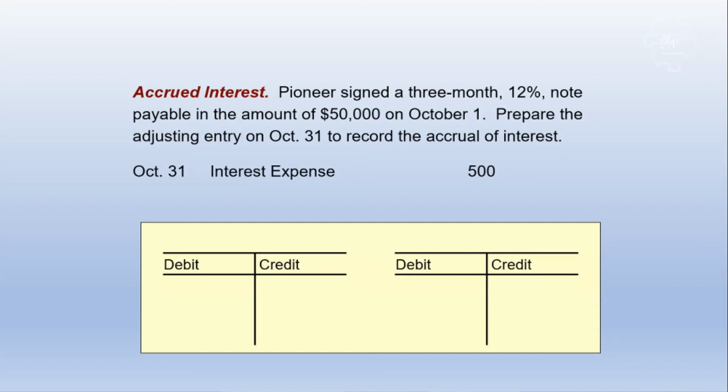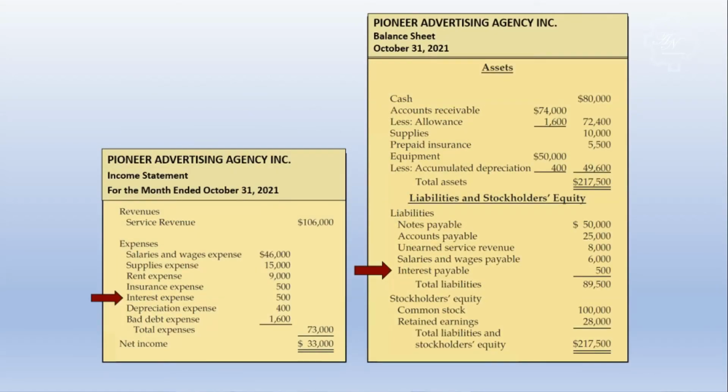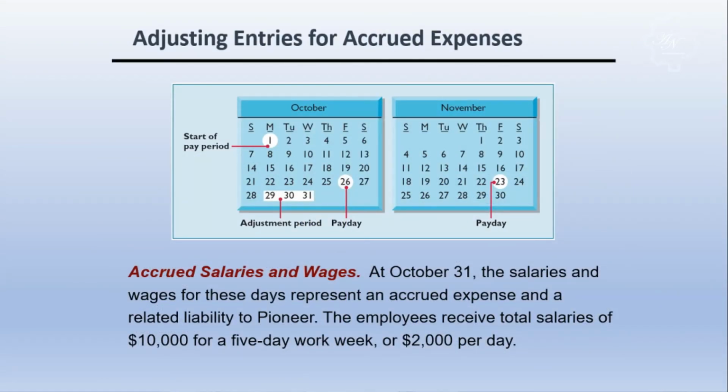We didn't pay the interest, so the entry is debit interest expense, credit interest payable. And we can see interest expense in the income statement and interest payable in the balance sheet. For example, about accrued salaries and wages. At October 31, the salaries and wages for these days represent an accrued expense and a related liability to Pioneer. The employees receive total salaries of $10,000 for a 5-day work week, or $2,000 per day.